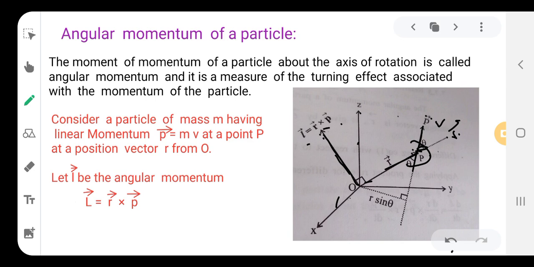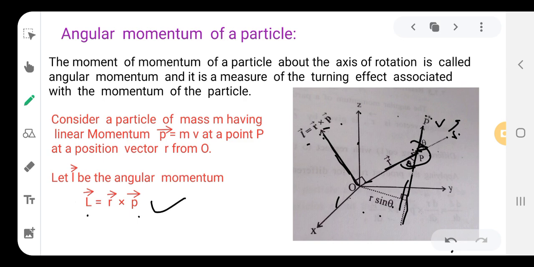Therefore if we draw the momentum perpendicular, downwards, and extend this one, from this to this is the theta angle, and opposite to this will be r sin theta, right? Therefore the cross product of these two is taken as rp sin theta. So the cross product of two vectors is given by L vector equal to r cross p. So this is the angular momentum.